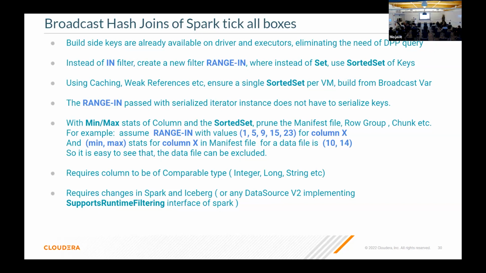The question is, if the same range IN filter is being serialized to the executor, each partition would try to deserialize it from the broadcast ID, because we are not actually serializing the keys, we are serializing the broadcast ID. So the deserialization cost and the creation of multiple copies needs to be avoided. For that, using caching and weak references, we can ensure that in a single JVM, deserialization is done only once.